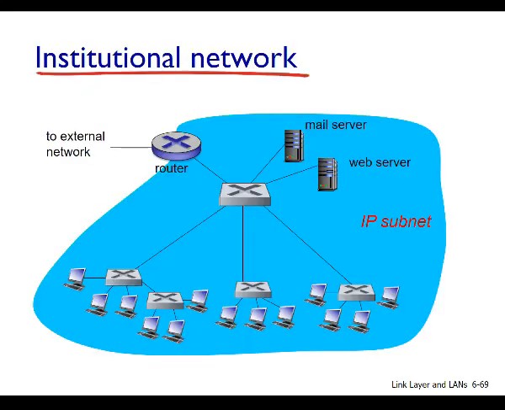So here is what an institutional network might look like, say at a campus like UWI. Typically you'd have a gateway router, and then that router may be connected to some switch, and then you might have a bunch of servers and the rest of the network. This is an IP subnet. This, by the way, is not uncommon for how a network like UWI Mona's is structured.